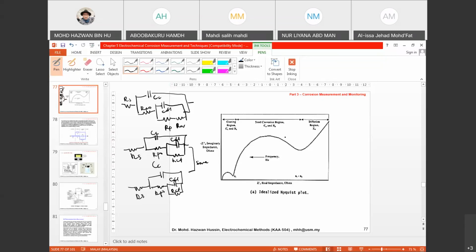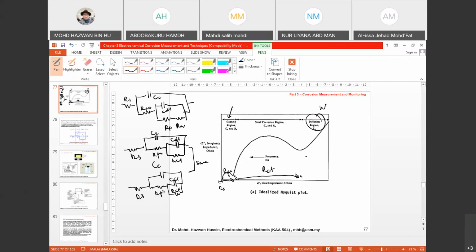So the information that we obtain here is that you have two semicircles. It's mentioned here that you have a coating region. The first point you have RS. The diameter of the first semicircle is equal to RPO. And the diameter of the bigger one is the corrosion region, where the charge transfer process happens. And finally, you have diffusion, the wobble.